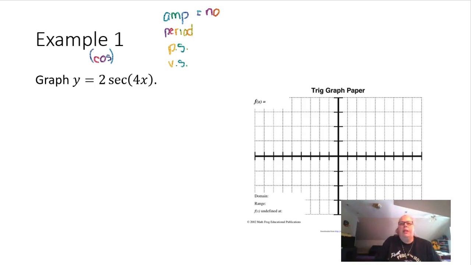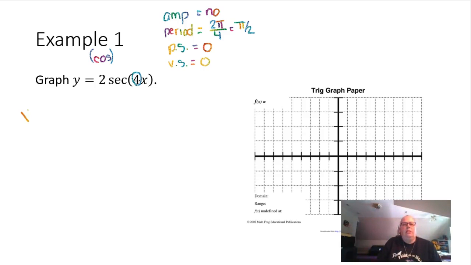All right, the period for the cosine curve, the period is normally 2 pi, but you'll notice that we have a b right here, so this is going to be 2 pi divided by 4, which reduces to pi over 2. The phase shift, there's nothing in here for our c to be added or subtracted there, so we don't have a phase shift, and we don't have a vertical shift either because there's nothing back here added or subtracted.